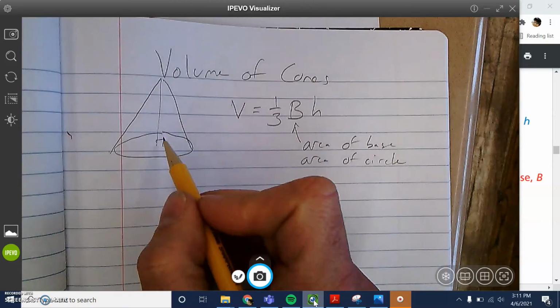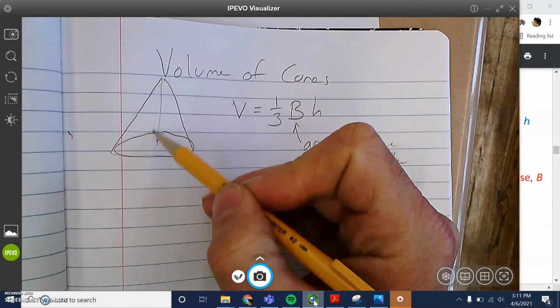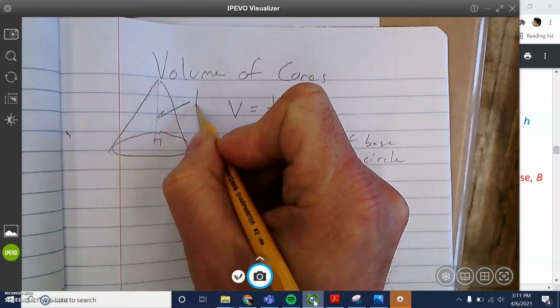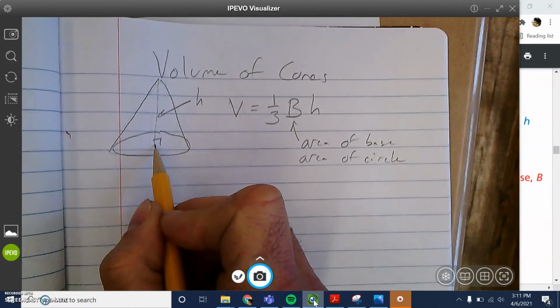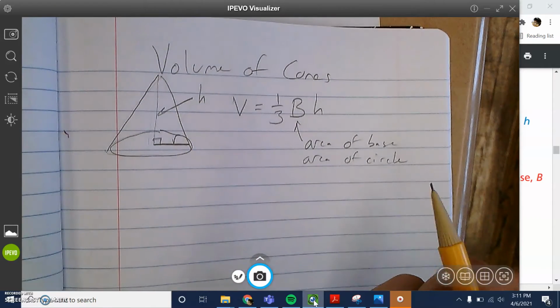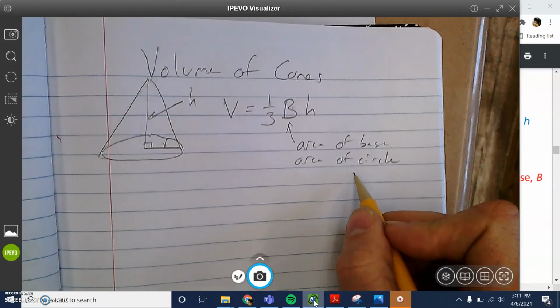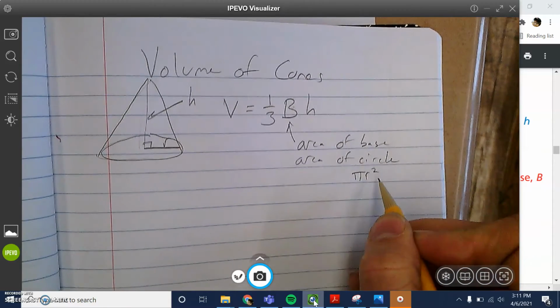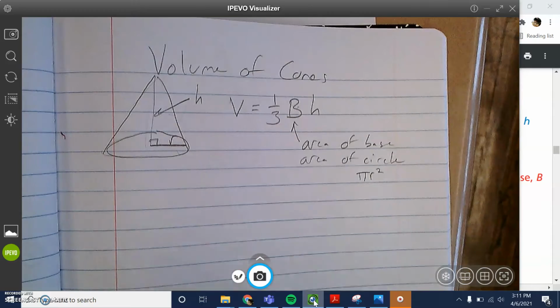So, here's a cone. You draw a little oval for the circle on the base. Then you connect the dots, and this is the height right here. The height has to be at a right angle to the base. So the base right here, you also need the radius. Why do we need the radius? Because the base is a circle, and the area of a circle is pi r squared, right? So if we have the height and the radius, we're in business.